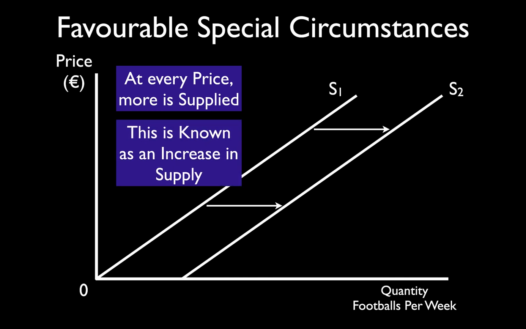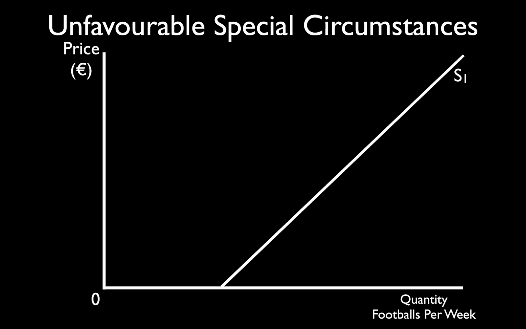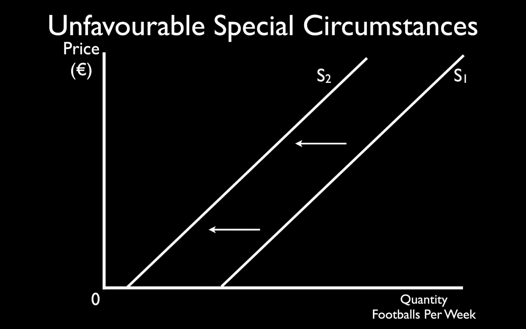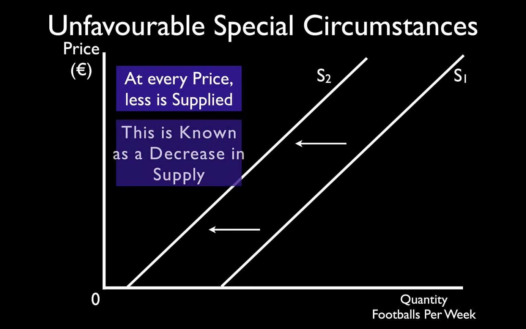That would be positive growing weather, something that we can't plan or can't potentially even affect. And then an unfavourable growing season with frost, lack of rain, drought, bad weather, cloudy so the sun doesn't get through so the corn can't grow. That would mean that there would be an inward shift of the supply curve, meaning that at every price less is supplied, and this is known as a decrease in supply.